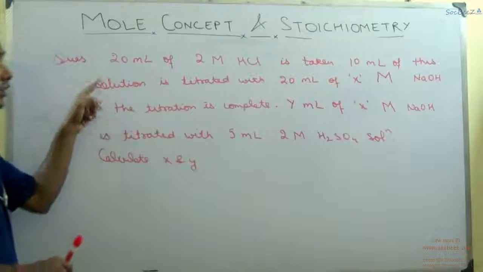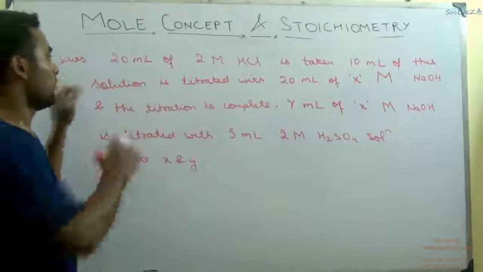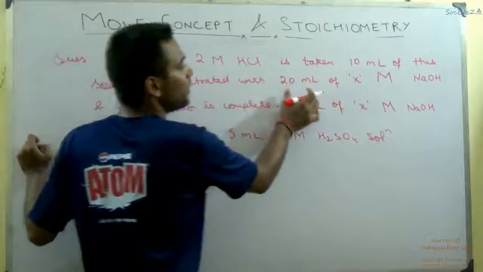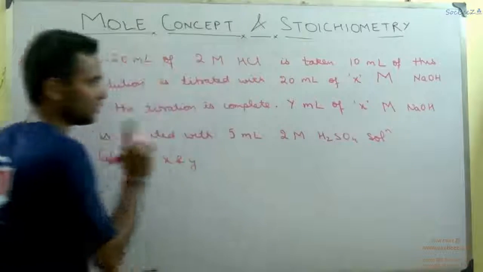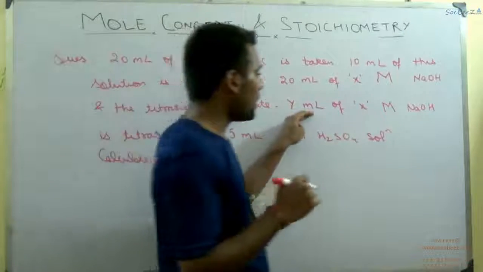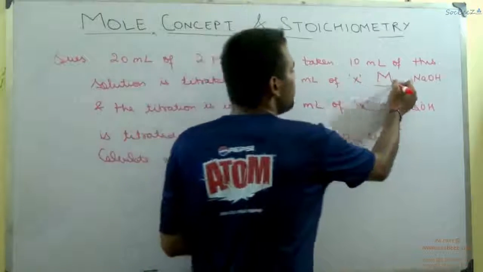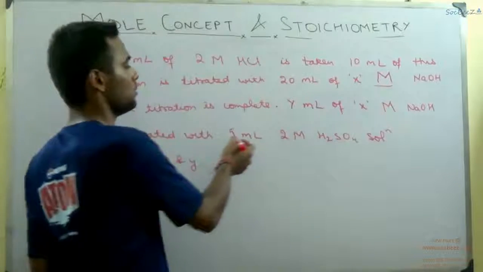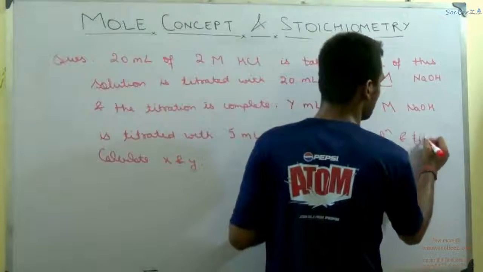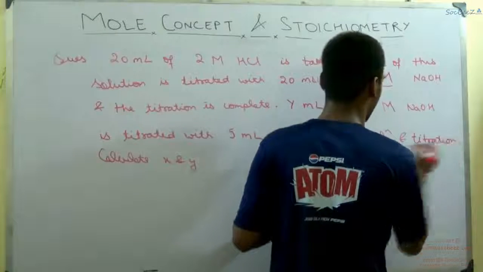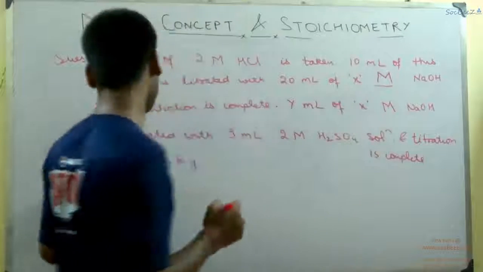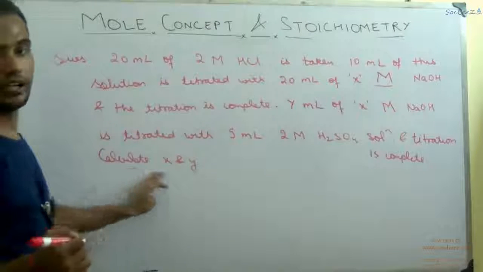So here, see how many titrations are going on. First, a solution is given to us. Now, some part of this solution is titrated with 20 ml of X molar NaOH. This is the first titration, and the titration is complete. Okay. So now, Y ml of this solution is titrated with 5 ml of 2 molar H2SO4 solution, and the titration is complete. Now we need to calculate the value of X and Y.